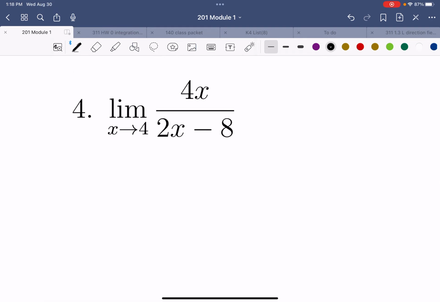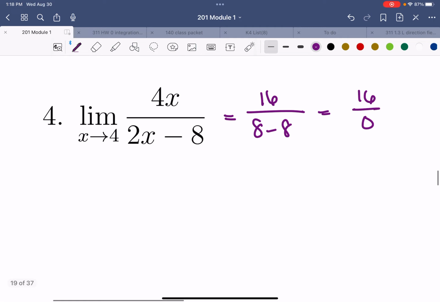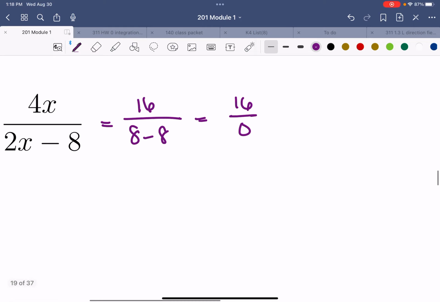All right, on to number 4. We plug in our 4, and when we do that, we get an 8. No, we don't. We get a 16 up top. And when we plug in on the bottom, that's 8 minus 8, so we get 16 over 0. Now, this is a different case. This is not an indeterminate form because it's not 0 over 0. It's a non-zero number divided by 0. When that happens, this is always an asymptote.